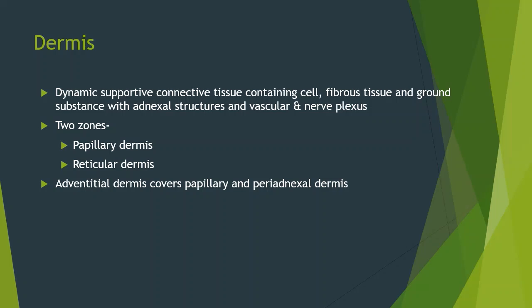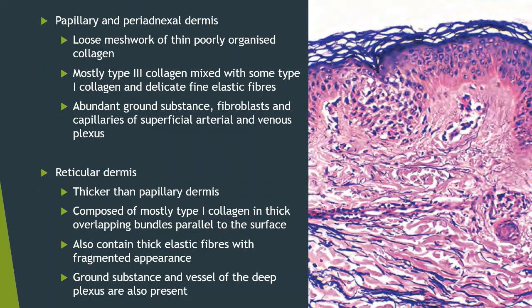The adventitial dermis covers the papillary and peri-adnexal dermis. If we look at the structure of the papillary and reticular dermis, in the papillary dermis there is a loose meshwork of collagen, and also some haphazard areas of thin elastic fibers. The papillary dermis is composed of mostly type 3 collagen, which is mixed with some type 1 collagen. And there is abundant ground substance, fibroblasts, and capillaries of the superficial arterial and venous plexus.